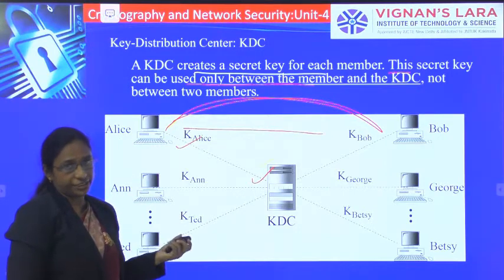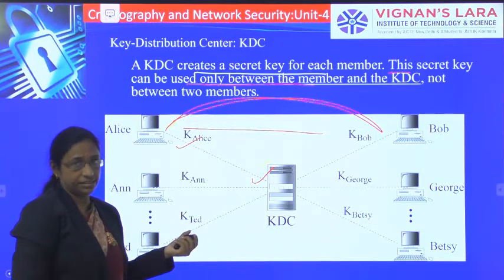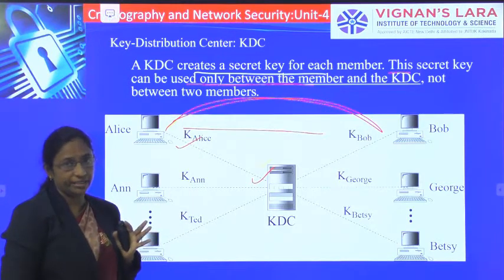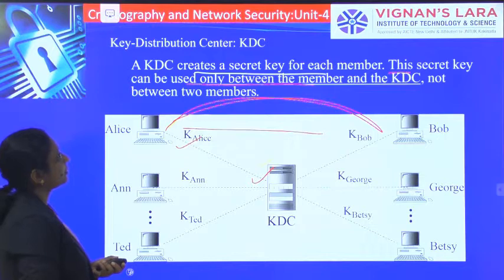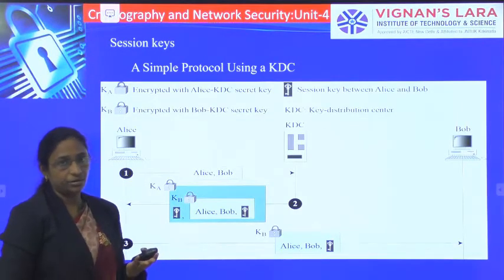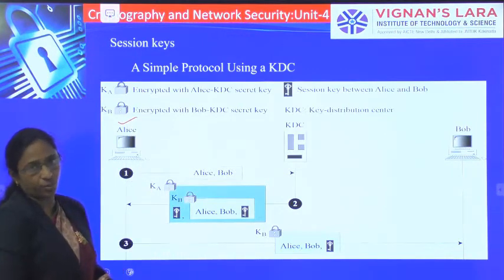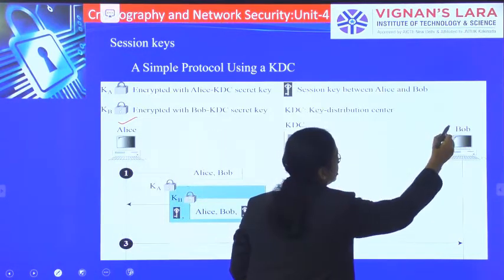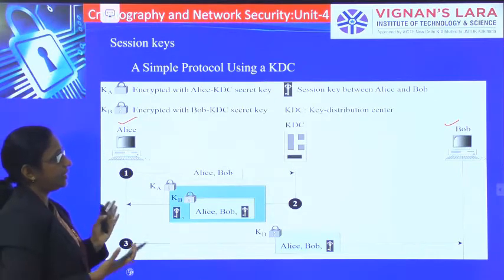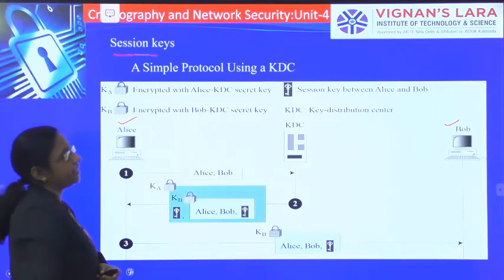So that is the key distribution center, which generates the keys. By using those keys, the sender and the receiver can communicate in a secure manner. So this is a simple protocol using a KDC. For example, one member is Alice and the other member is Bob. These two entities want to share a secret key, or we can say the KDC generates the session keys.